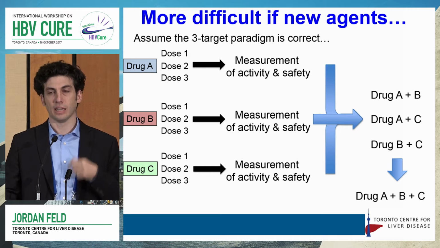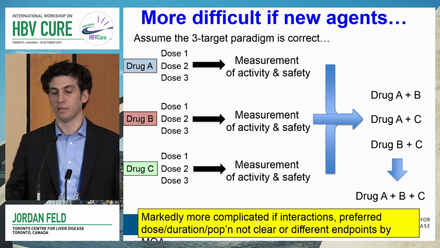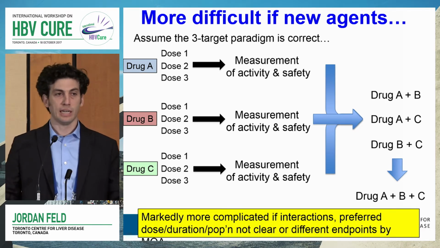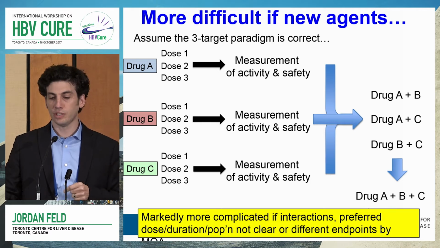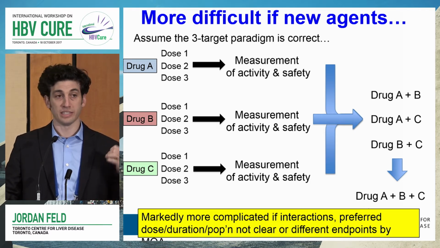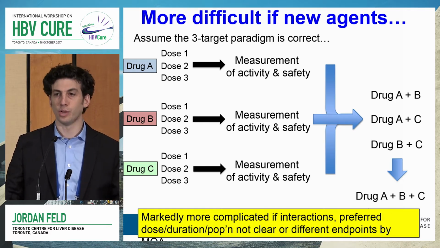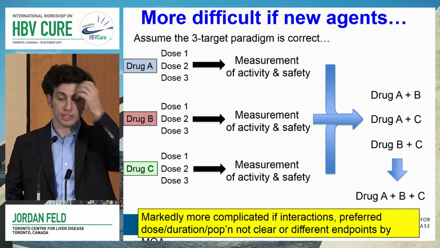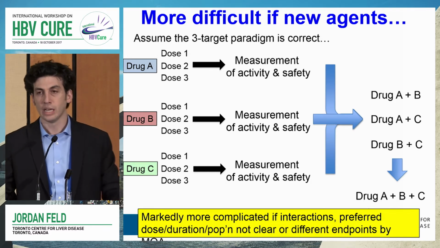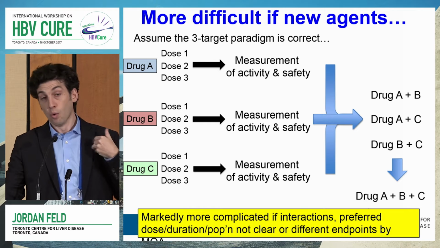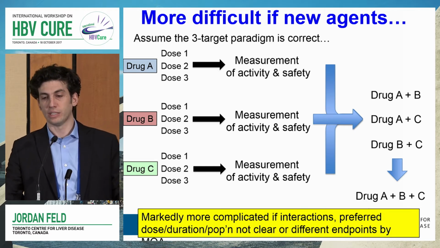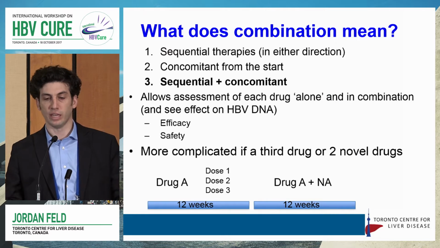and only then think about A plus B plus C. And that obviously becomes a very complicated procedure, and it gets more complicated if there are drug interactions between these agents, if there is a preferred dose or duration or population that isn't clear. So from your initial studies, if you don't clearly show that one of these doses is clearly better than another, that may be a challenge, or if you have to figure out the duration or population, or more importantly, which endpoint to study. So clearly some major challenges in terms of evaluating the efficacy.